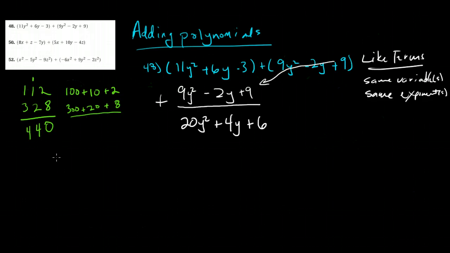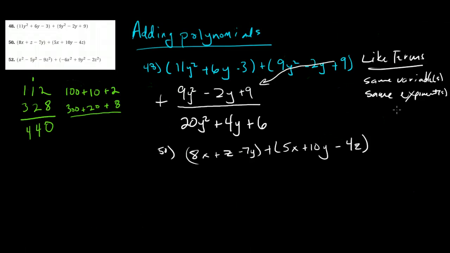Okay, let's take a look at number 50. Number 50 says 8x plus z minus 7y, the quantity, plus another quantity, 5x plus 10y minus 4z. Now here, let's use the same strategy.